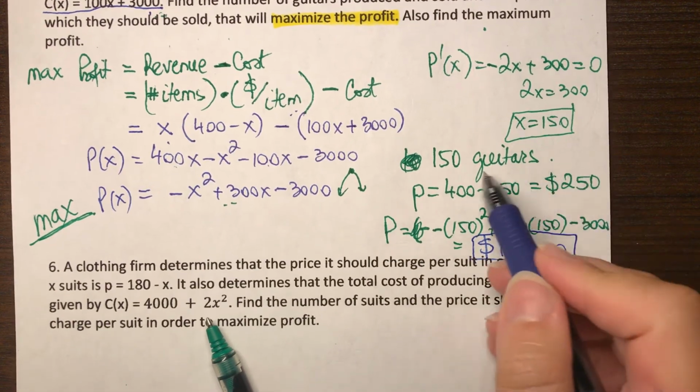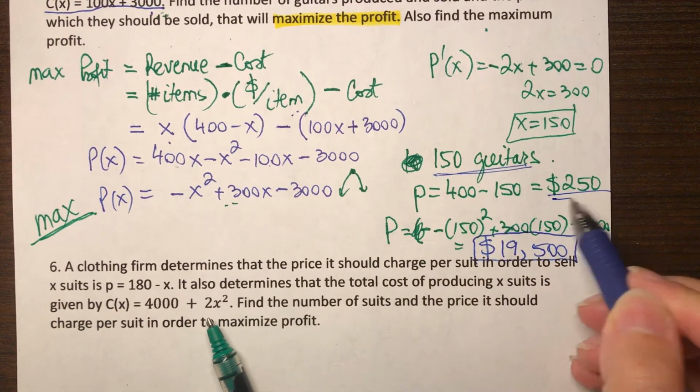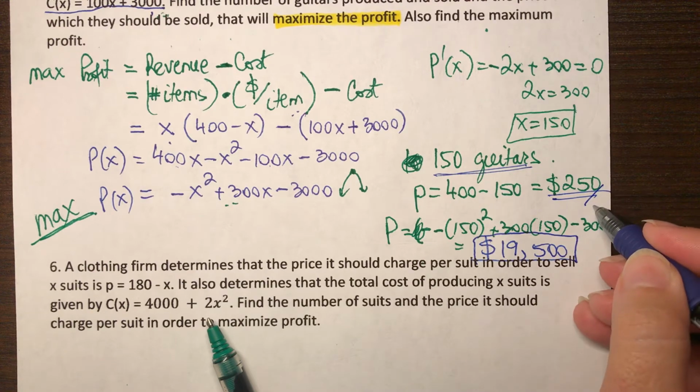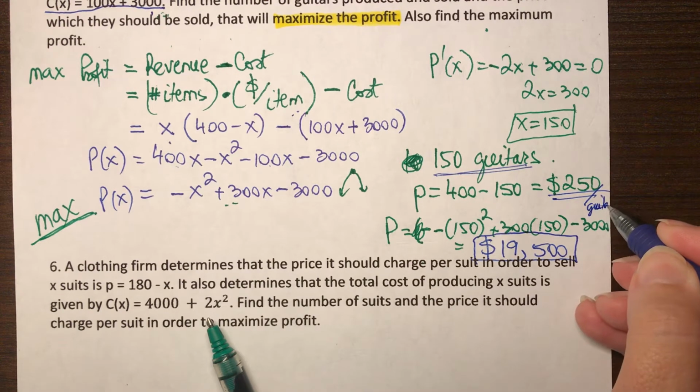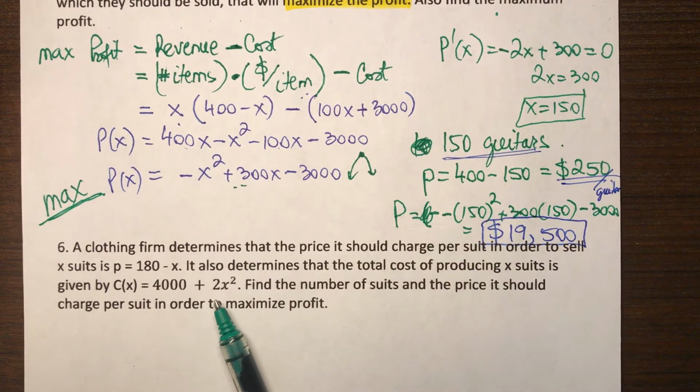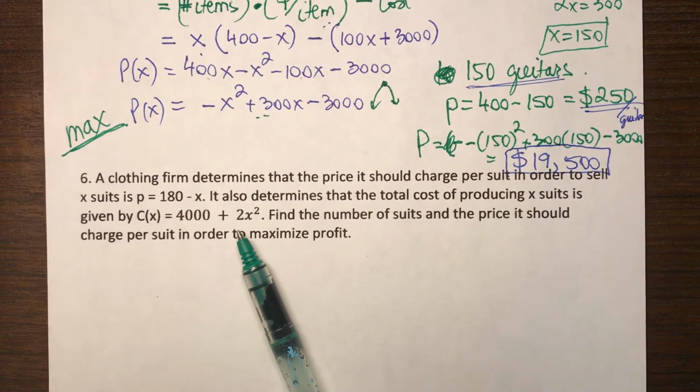Okay. So 150 guitars at $250 a piece, for a total profit of $19,500. Done. All right. Okay, last one for this section.